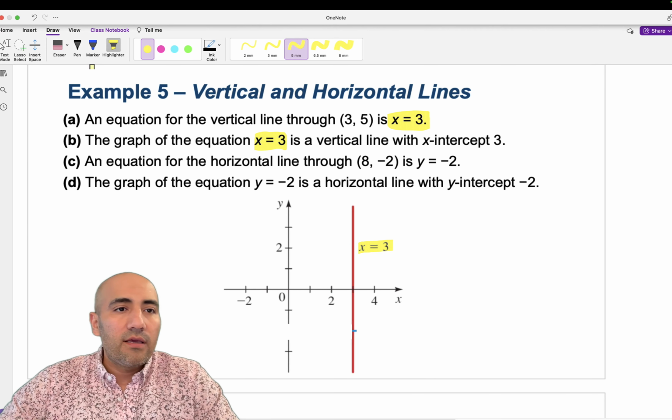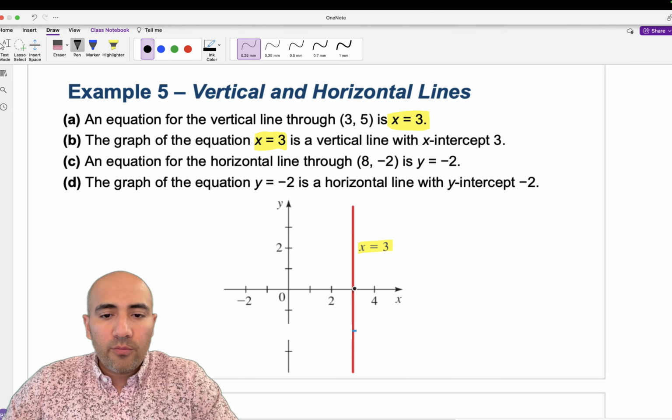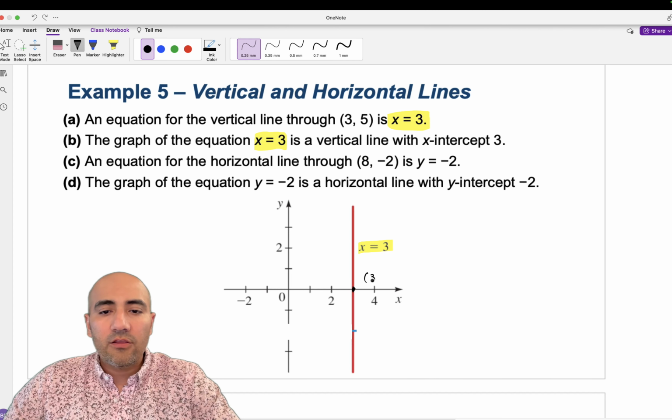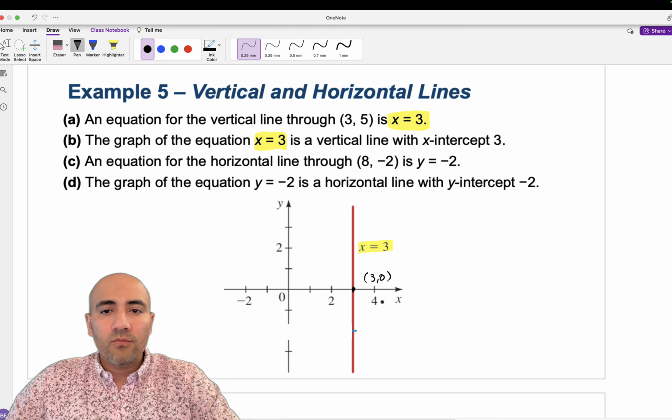Notice that it goes through the point here, the point (3, 0).